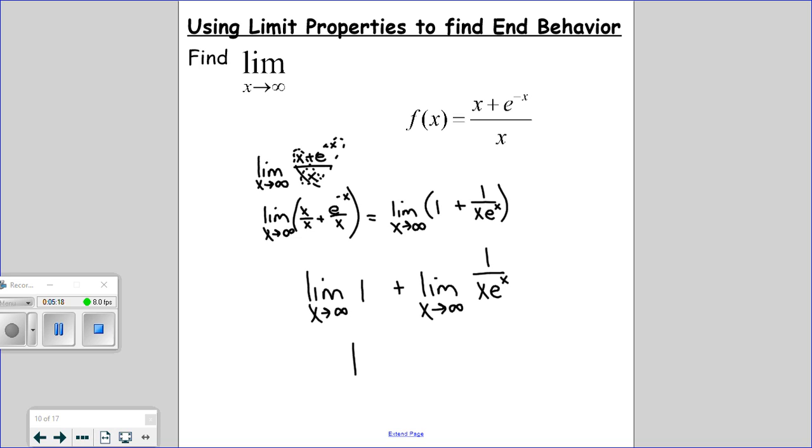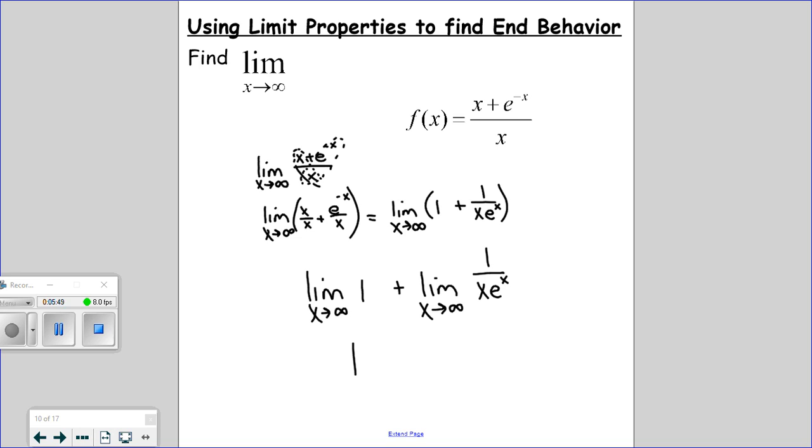X approaching infinity means I'm plugging bigger and bigger numbers in, right? So I plug in 10, I plug in 100, I plug in 1,000, I plug in 1,000,000, and continue to get bigger and bigger. So if I plug in 10, I'm talking about 1 over 10 times e to the 10th. This number is pretty big right now, right? And then I plug in 100, and this number gets really big. 100 times e to the 100th, and then I plug in 1,000,000, and this is 1,000,000 times e to the 1,000,000th. That's a really big number, isn't it? But it's in the bottom of my fraction.